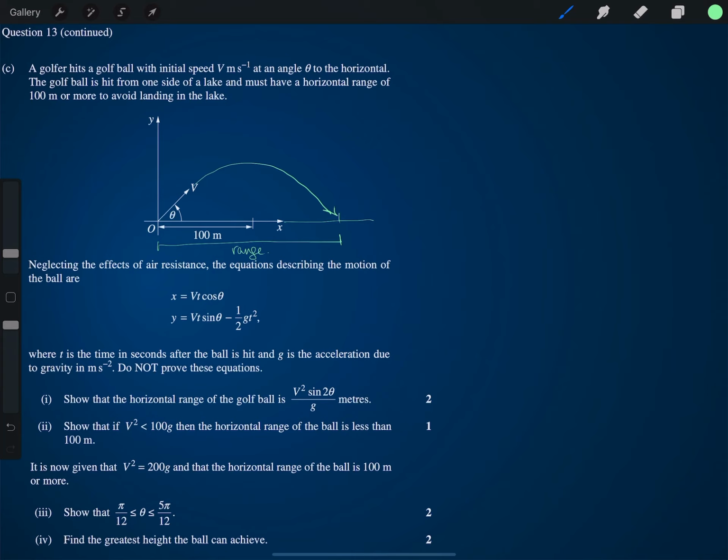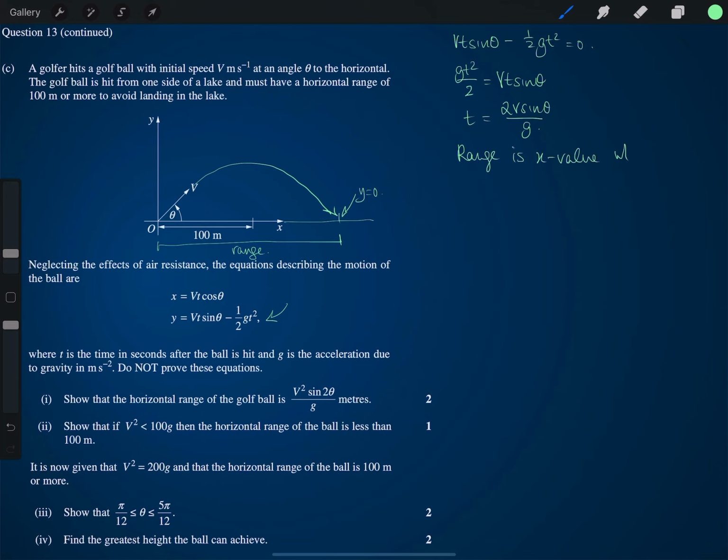So to find that, we need to know at what point the golf ball will hit the ground again, okay? And that is when y equals 0 a second time. And so when we substitute y equals 0 into this equation here, we've got vt sine theta minus a half gt squared equals 0. And we'll tidy that up, and we've got t equals 2v sine theta on g. So that's going to happen at time 2v sine theta on g.